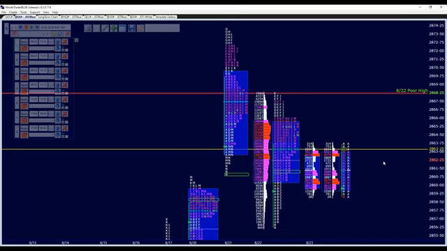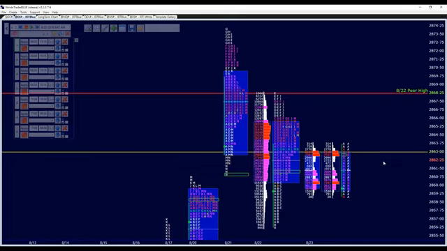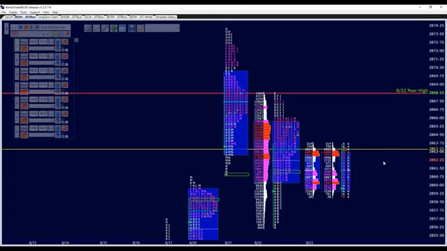Now, one of the things that is important in trading is understanding who you are competing against. A lot of traders come in the market, they just follow price, they don't think about who is my competition.